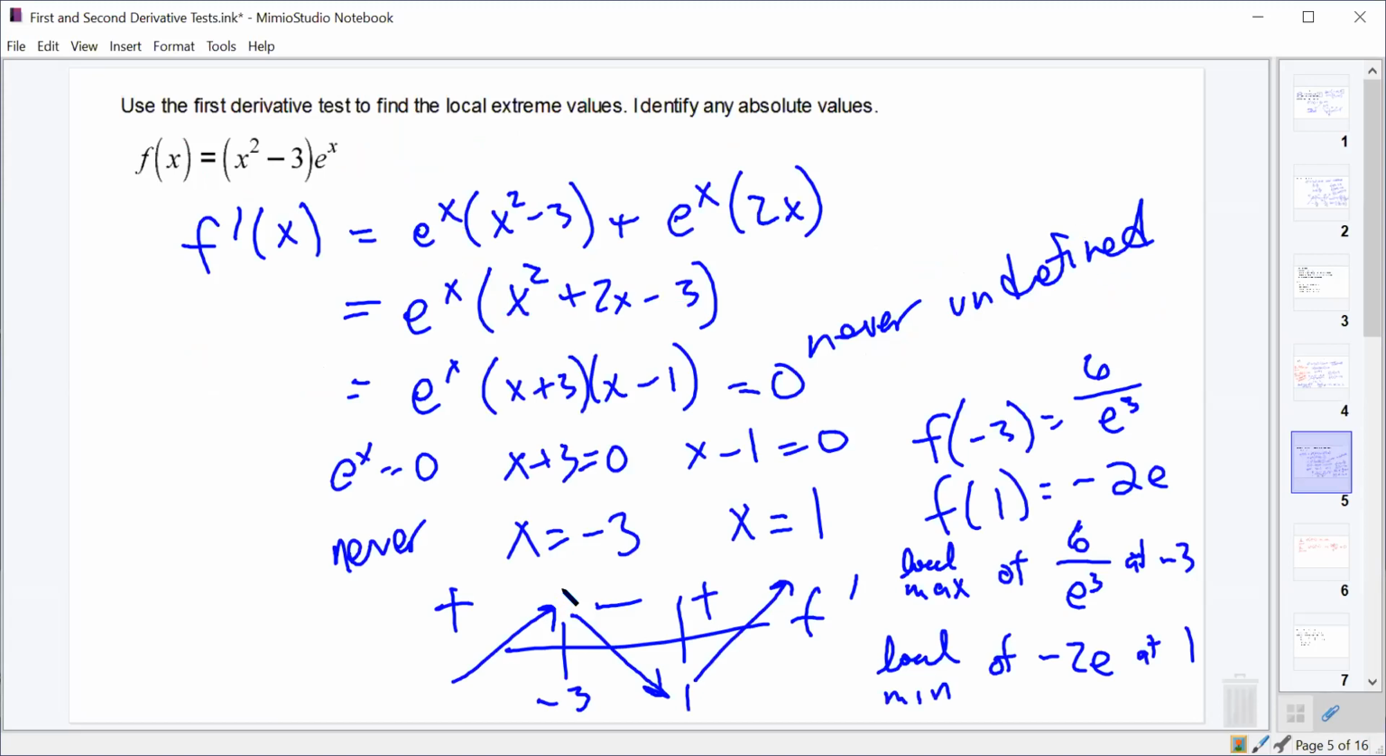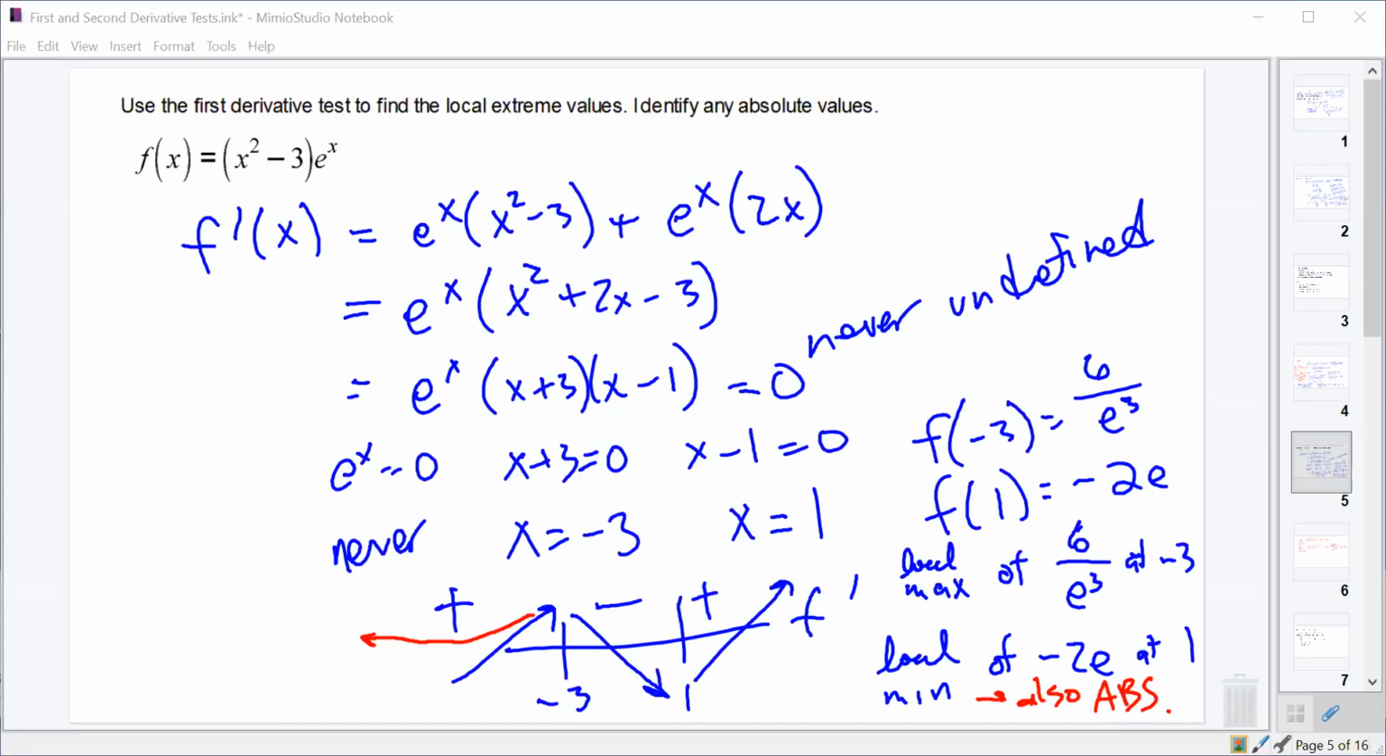And so that means that as this decreases, it does decrease forever, but it's decreasing to a horizontal asymptote. Is it going to go back below negative 2e if it's approaching a horizontal asymptote of y equals 0? No. So our value at negative 2e is also absolute. But our value at negative 3 is not absolute because our function increases without bound as x goes towards infinity.